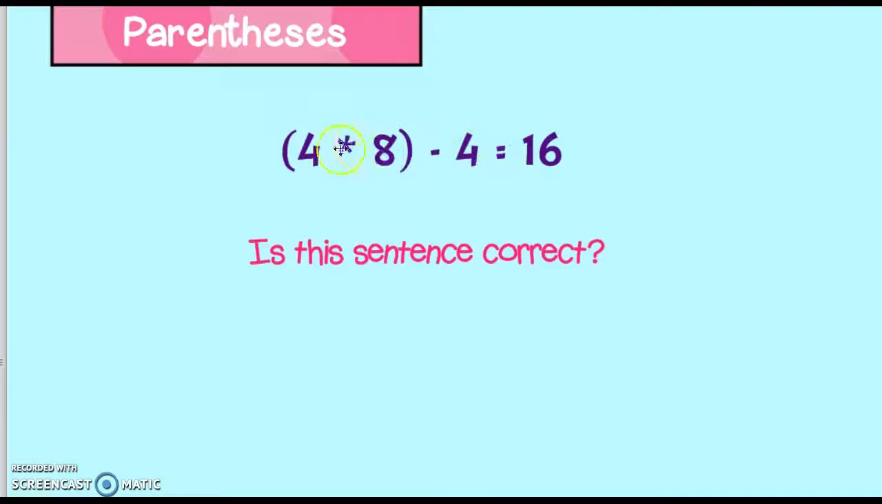Let's try this one. I know that I have to do parentheses first. Well, I know that 4 times 8 is 32. 32 minus 4 is 28, so this is false. This number sentence is not true.